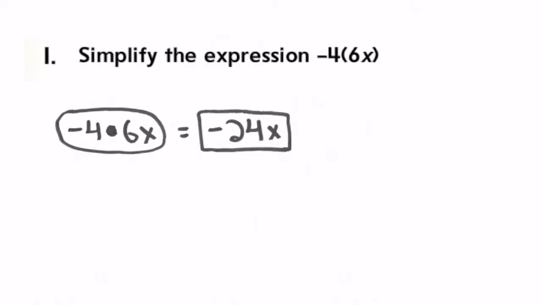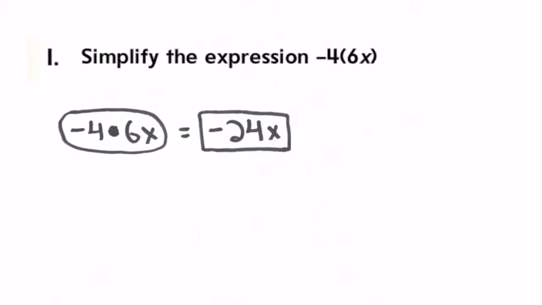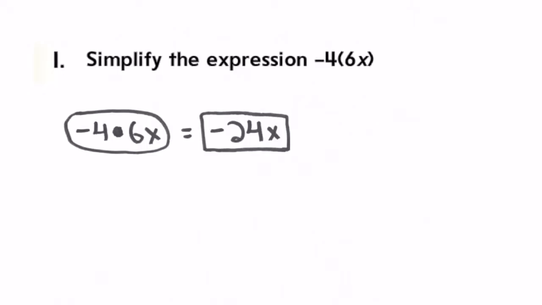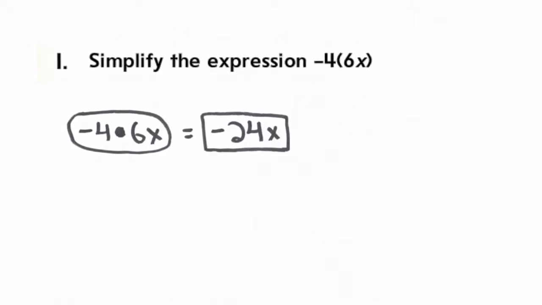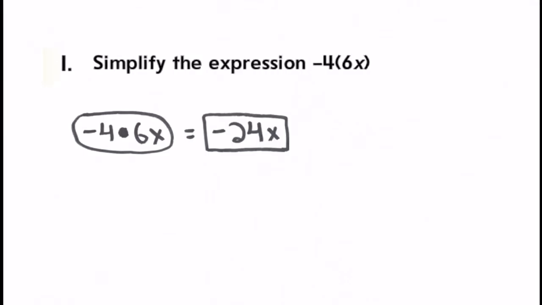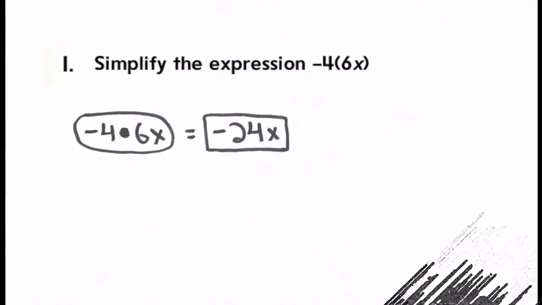In the first example, they're asking you to simplify the expression. So really what they mean is combine whatever you can combine. Like in this one, we could actually combine the -4 and the 6. You can multiply those two, and you would get -24. The letter x, the variable, just kind of comes along for the ride, and you end up with -24x.